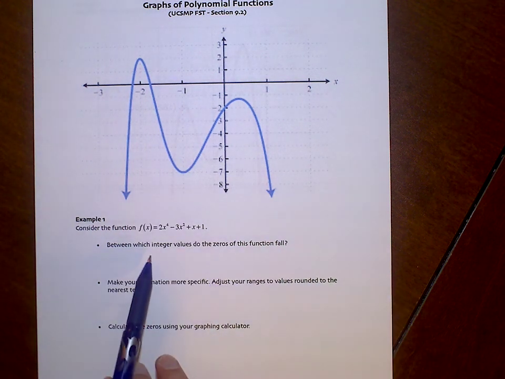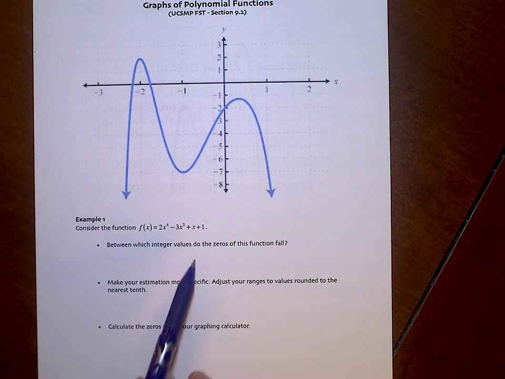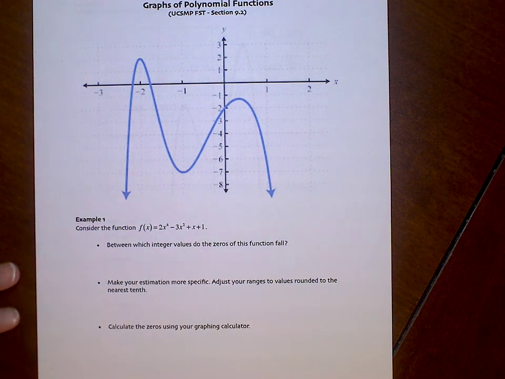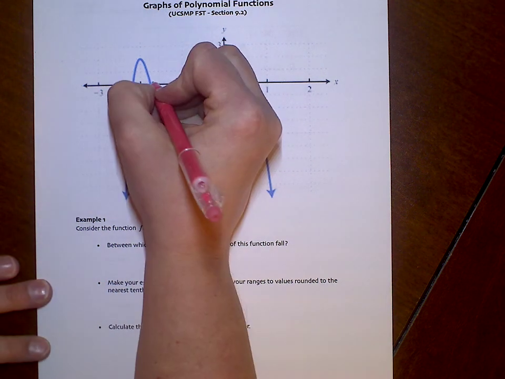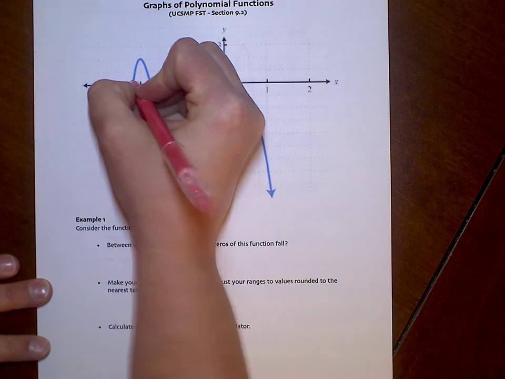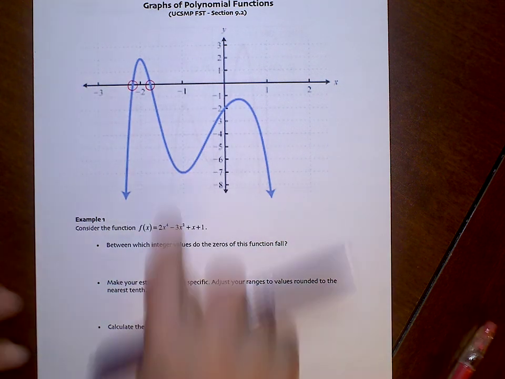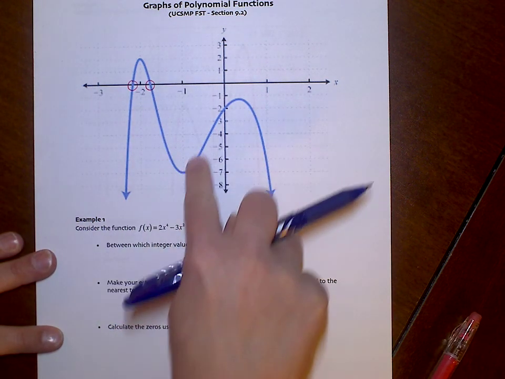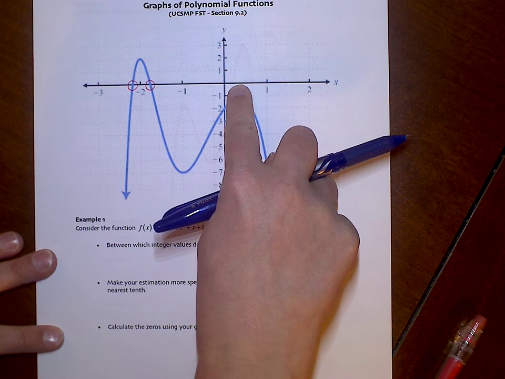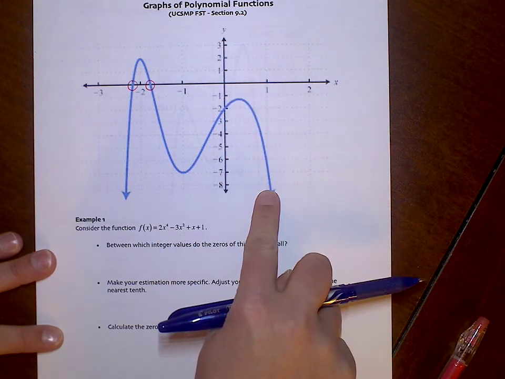And so it says, between which integer values do the zeros of the function fall? Hopefully you've kind of caught on to the fact that the zeros or the roots are going to be kind of a big deal when it comes to polynomials. I see two roots. I see one here, and I see one here. Okay? And notice how this, though, it comes down and then it goes back up like it's going to hit the x-axis, but it doesn't quite make it there before it turns around again.